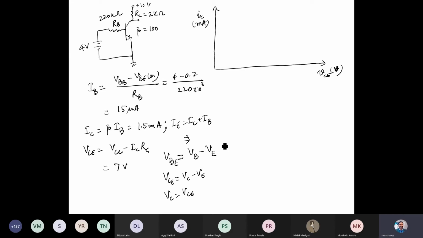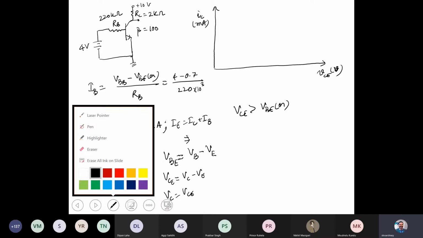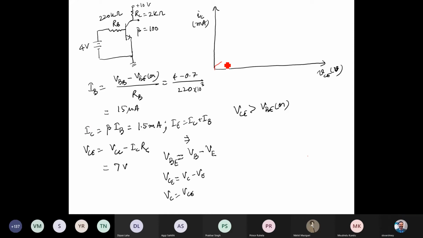So what you see from this example is that VCE is greater than VBE on, right? Roughly, if I make a plot, let's say this corresponds to IB equal to 15 microampere, and the output voltage is somewhere around 7 volt. The maximum it can go up to is 10, so this is 0 to 10 volt.